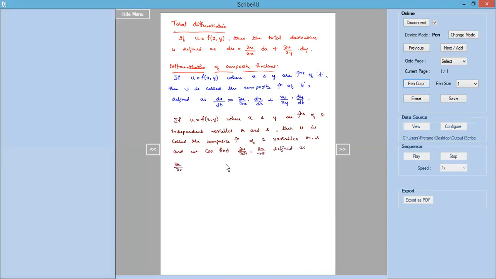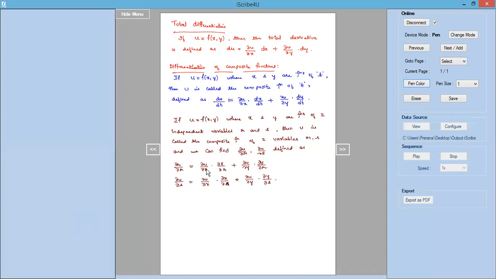So dou u by dou r is defined as dou u by dou x into dou x by dou r plus dou u by dou y into dou y by dou r. Similarly, dou u by dou s is defined as dou u by dou x into dou x by dou s plus dou u by dou y into dou y by dou s. So we will define dou u by dou r and dou u by dou s in this way.